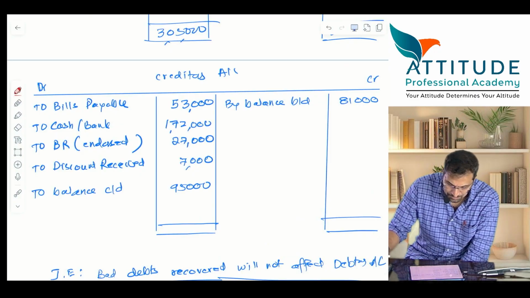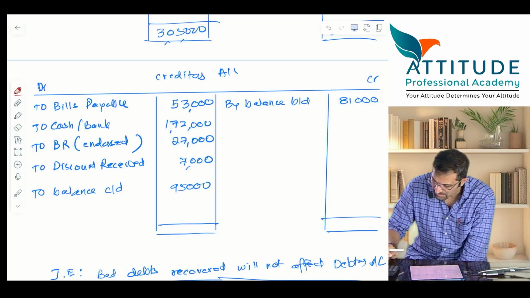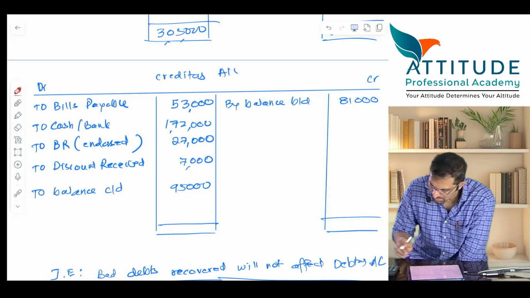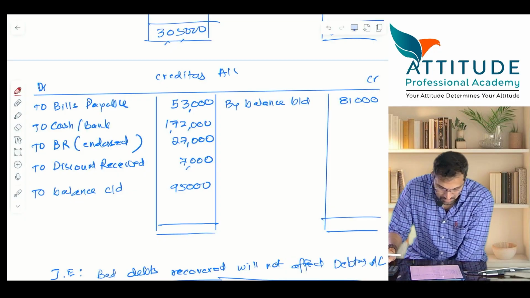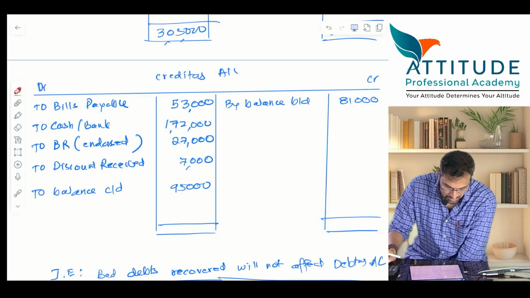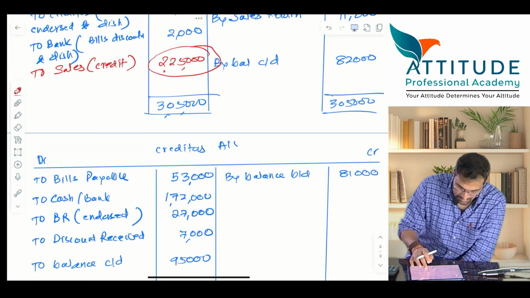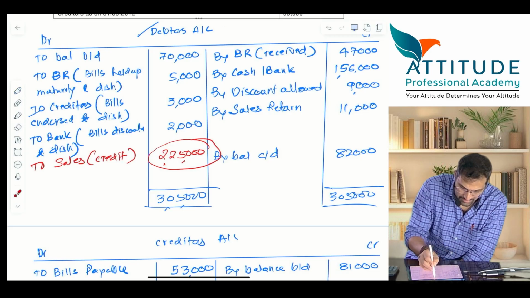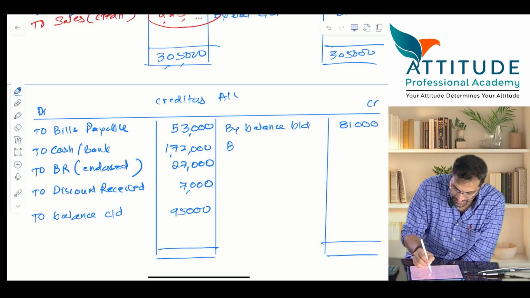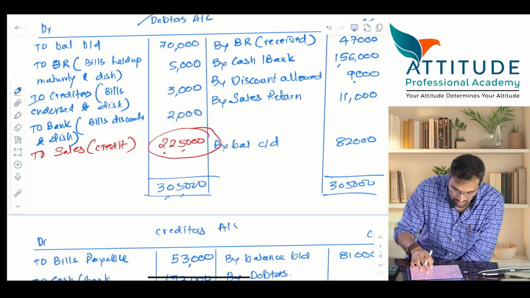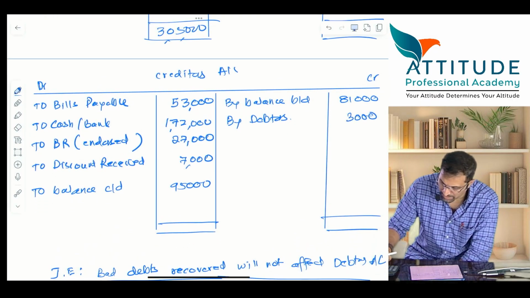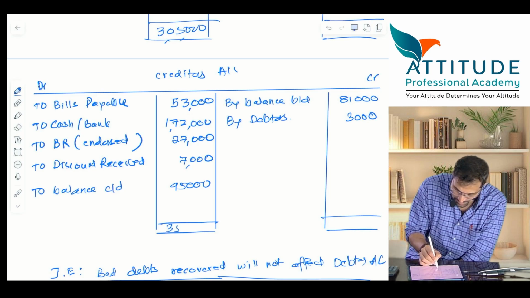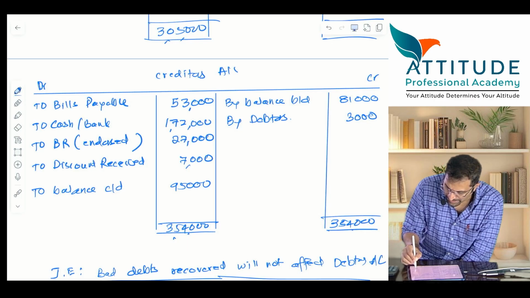In your creditors account, please tell me the total. I think the debit side is more, right? 53 plus 172 plus 27 plus 7 plus 95 is 3,54,000. Where did I go wrong? Yes, I missed out one here. The entry debtors account debit to creditors, so in creditors it should come here, by debtors. What is the amount? 3,000. Now it is correct. Now see the total: 53 plus 172 plus 27 plus 7 plus 95 is 3,54,000. Here also 3,54,000, minus these two, minus 81, minus 3.